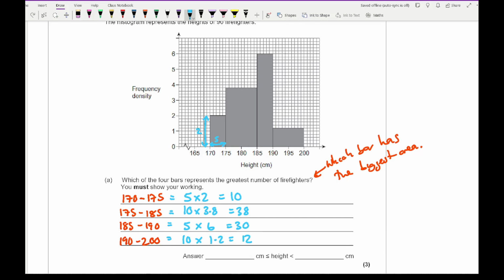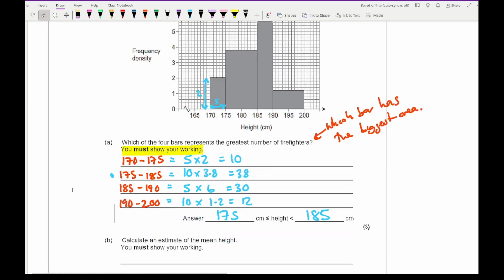So in terms of here, which bar represents the biggest area or the greatest number? Well, it's going to be 175 to 185. Now again, it is important because it does say you must show your working out, so you can't just simply say which one has got the biggest area, even though it's quite obvious from the histogram that the rectangle with the biggest area is that second one.